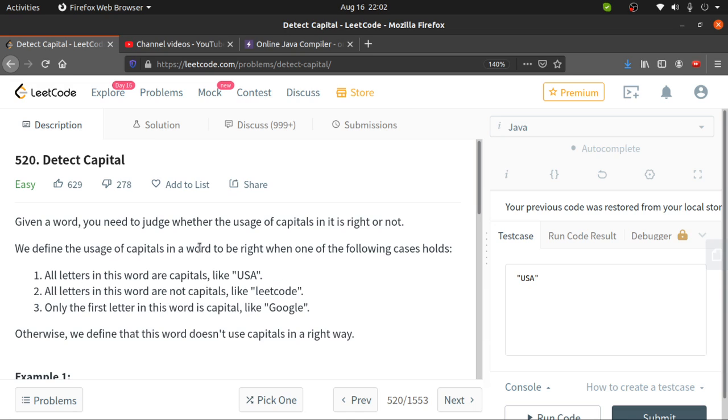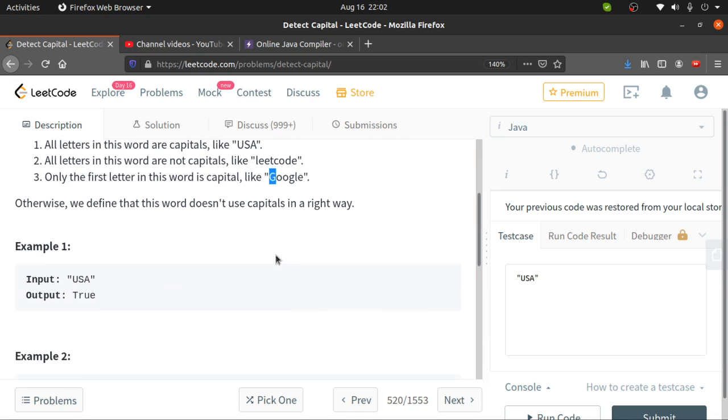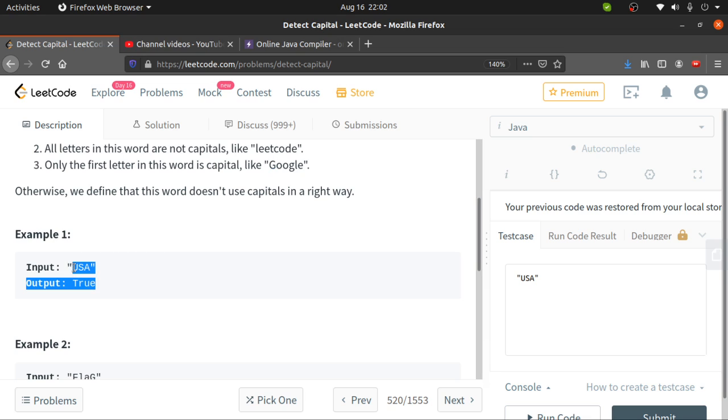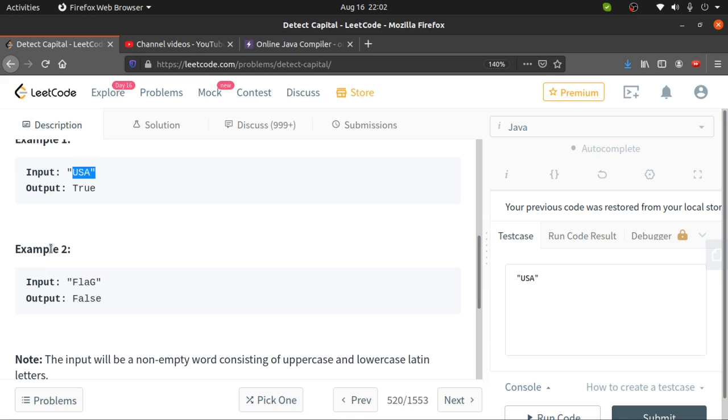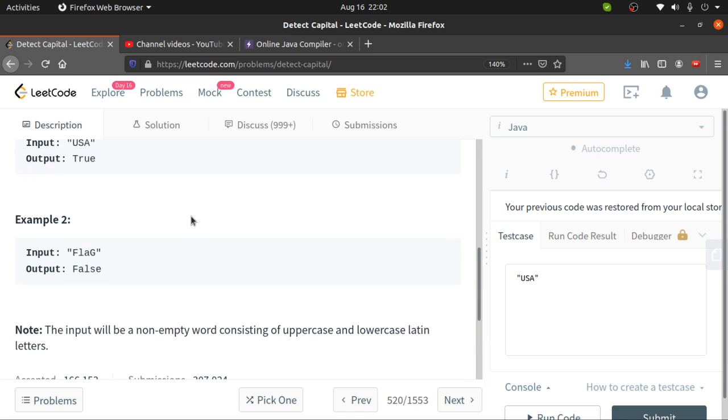So we have a word and we are looking for three cases. Either all letters are capital, all letters are lowercase, or only the first letter is uppercase. That's what we're looking for. Example USA, so we return true, all uppercase. And in this case, lowercase and uppercase together, so we return false. The input will be a non-empty word consisting of uppercase and lowercase Latin letters. So let's get on the whiteboard.